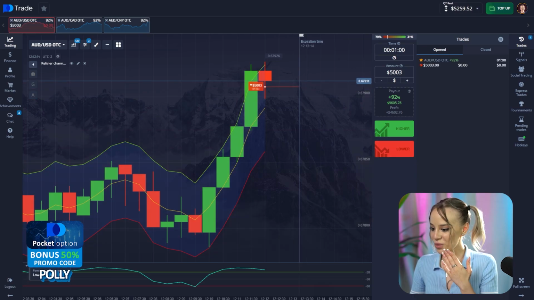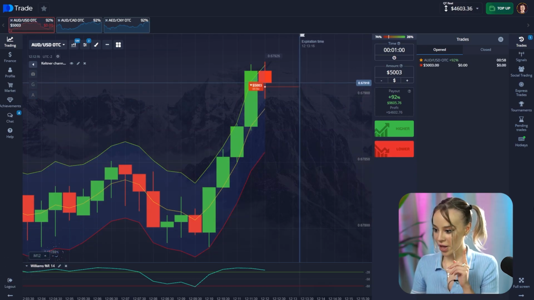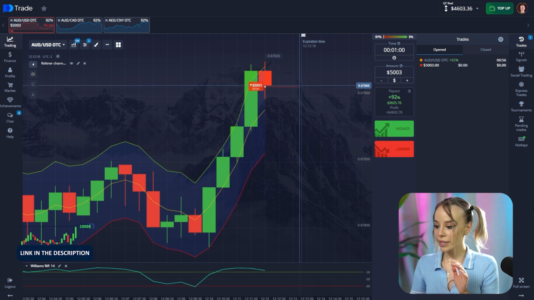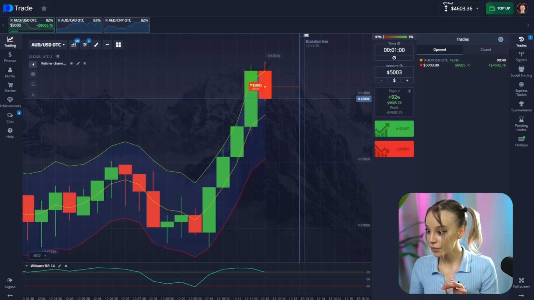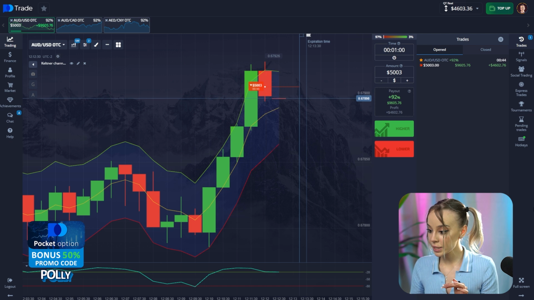$9,600. Oh my god. We continue with the last one. Okay, the last one for today, and it will be a 5,003 down option. We're in the overbought zone. We can see it on the Williams oscillator. We expect a pullback down from the resistance zone.